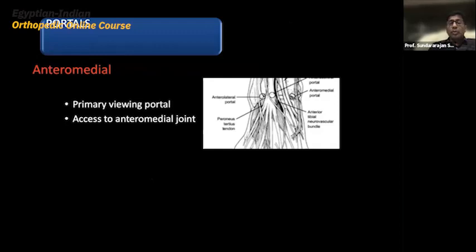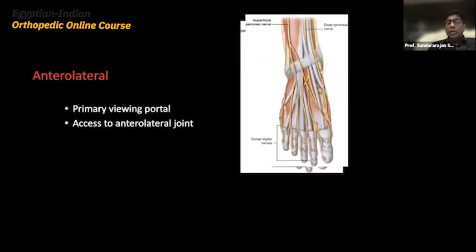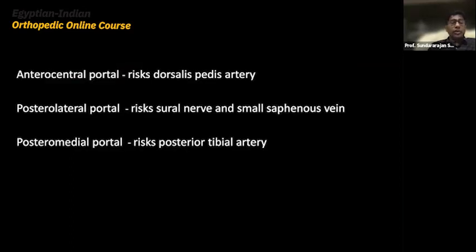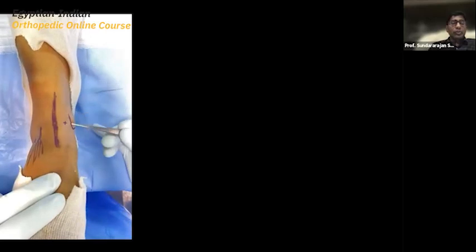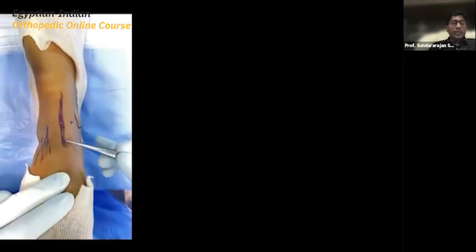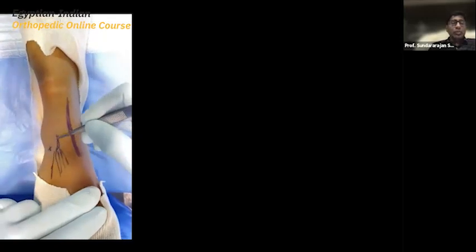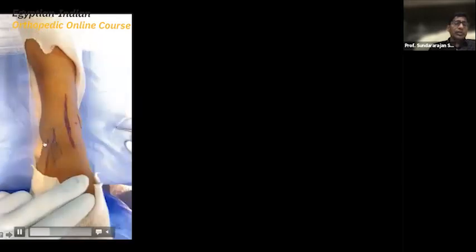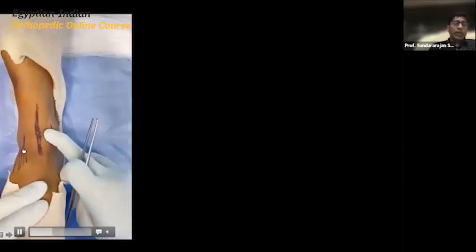The most common portals we use for ankle arthroscopy are the anteromedial portal and the anterolateral portal. Of course, we have the option of using the anterocentral portal, posterolateral portal, and posteromedial portal. This is how we make an ankle arthroscopy. This is supine position, that is the medial malleolus, that is the anteromedial portal, that is the tibialis anterior. You could just go medial to that. That is the extensor tendons, and you can see the extensor digitorum, lateral to that you have the anterolateral portal.